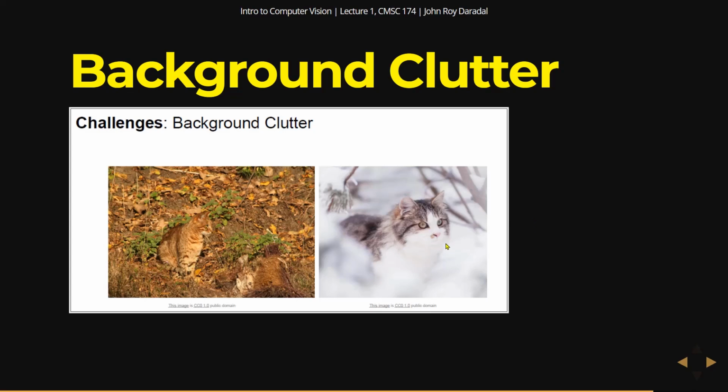And then the same with the second photo, the fur of the cat is white, like the snow in the background, so it might be difficult to trace or to segment which part of this is still part of the cat, or which part is already part of the ground itself, okay, because of background clutter.